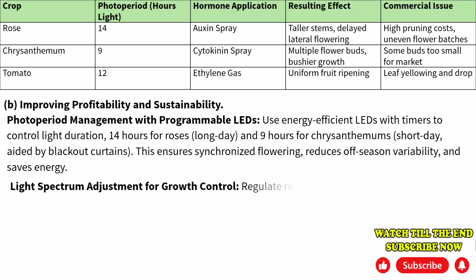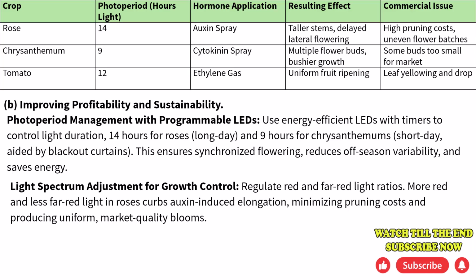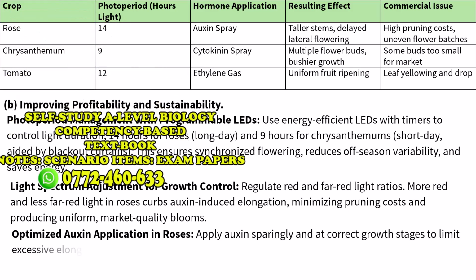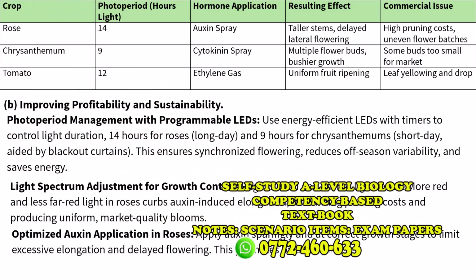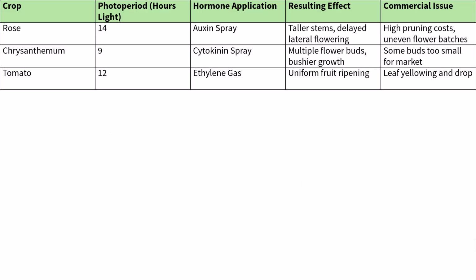Light spectrum adjustment for growth control. Regulate red and far-red light ratios. More red and less far-red light in roses curbs auxin-induced elongation, minimizing pruning costs and producing uniform, market-quality blooms. Optimized auxin application in roses: apply auxin sparingly and at correct growth stages to limit excessive elongation and delayed flowering. This promotes balanced shoot development and reduces labor-intensive pruning.